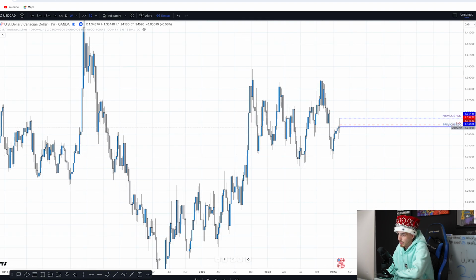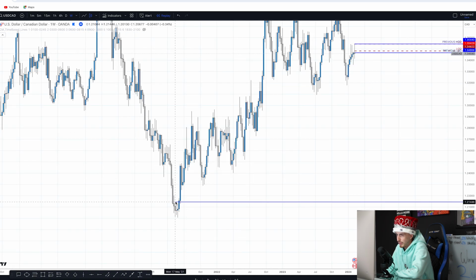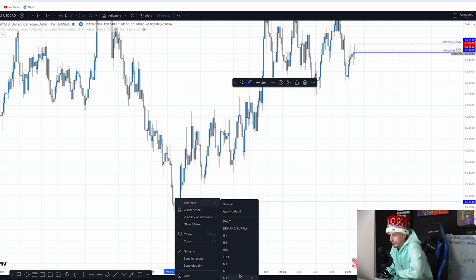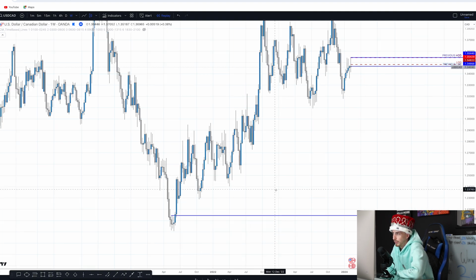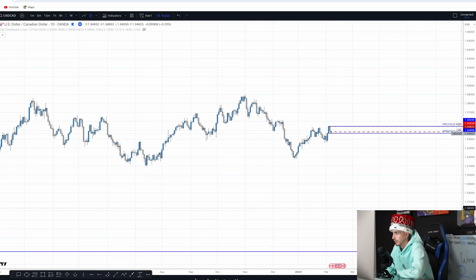Now, the only valid weekly demand that we could mark would have to be all the way down here. All these are already touched. I mean, it's not that it's not valid. This is valid, but it's not relevant to price right now. So this is the weekly demand, but we've got to see what's actually relevant here on a lower time frame. So we go to the daily and you'll see exactly what I'm talking about.